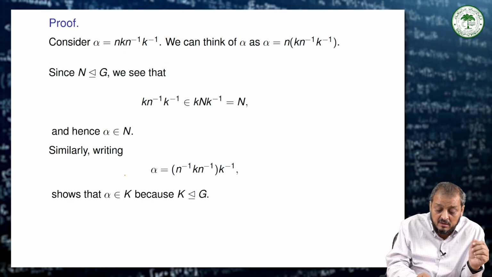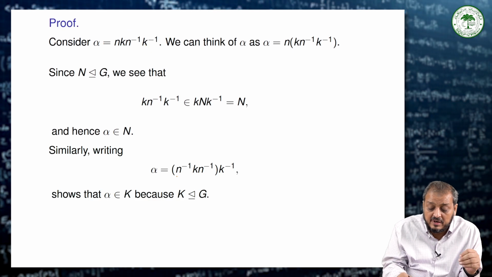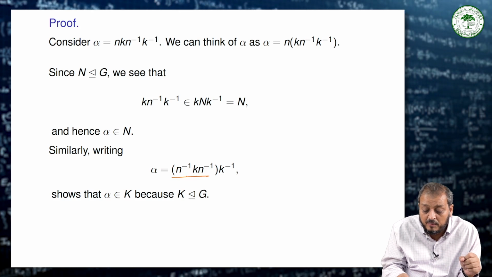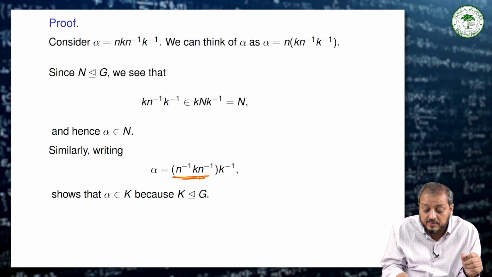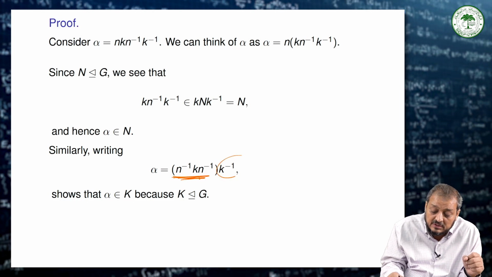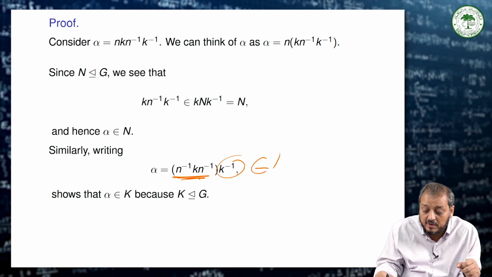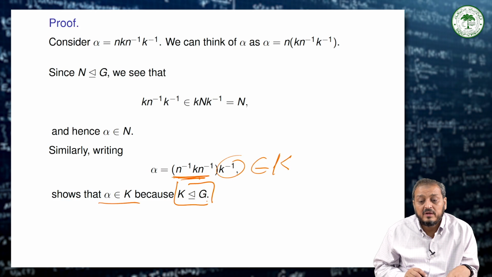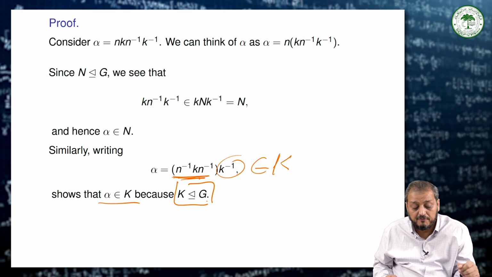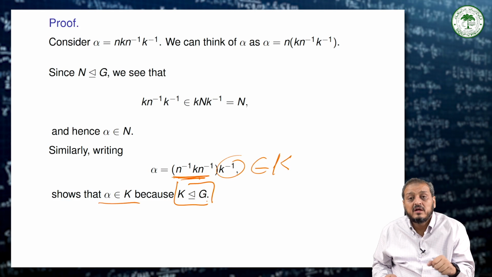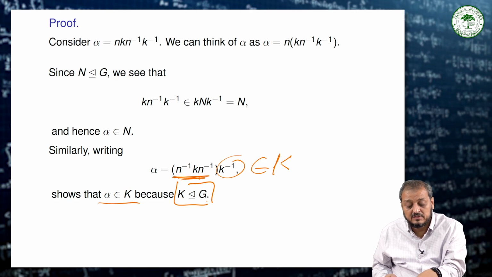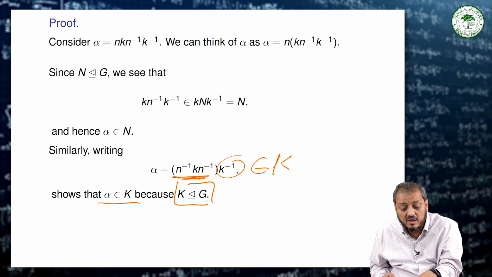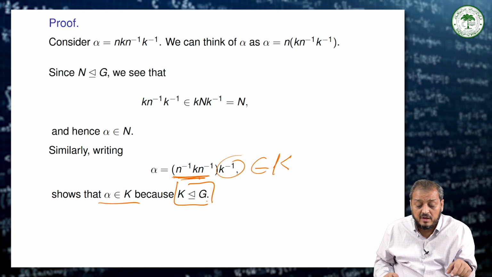simply write, similarly, alpha can be written in the form of n k n inverse k inverse, and if K is normal, then this is an element of K, simply equal to K, and then we have this is an element of K, so the whole is equal to K. So because K is normal in G, similar to the above, alpha can also be written in the form of this, n k n inverse and then k inverse, and that is an element of K.